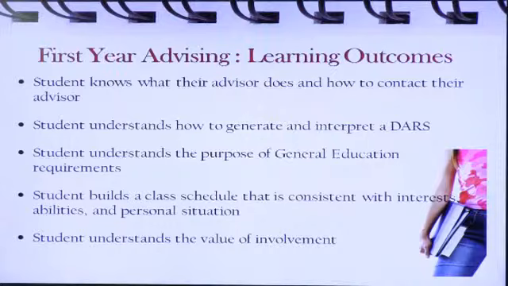Student knows what their advisor does and how to contact their advisor. Student understands how to generate and interpret a DARS. Student understands the purpose of general education requirements. Student builds a class schedule that is consistent with their interests, abilities, and personal situation. Student understands the value of involvement. Those are 5 learning outcomes.